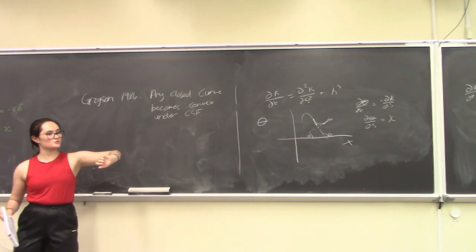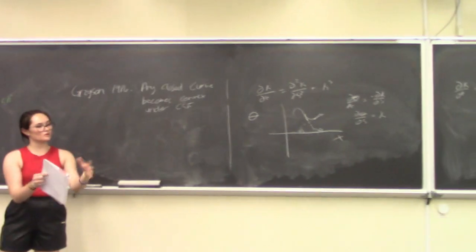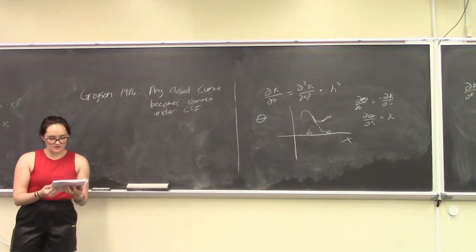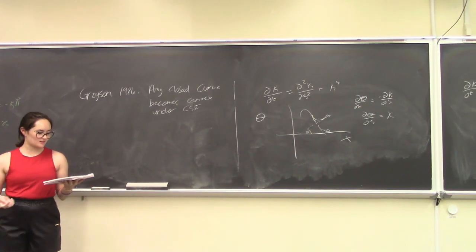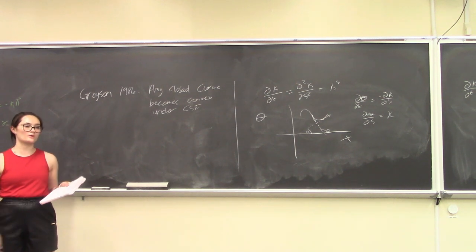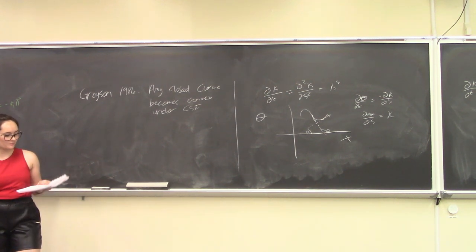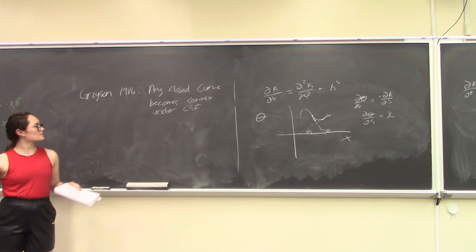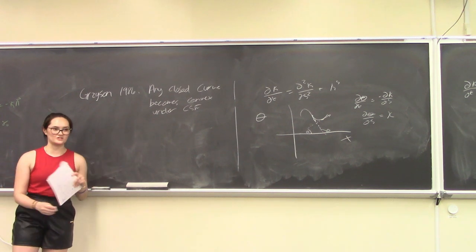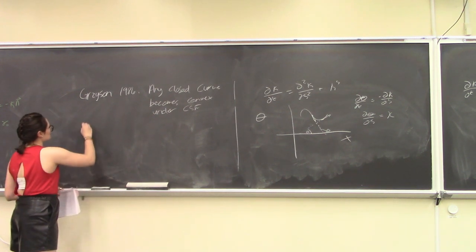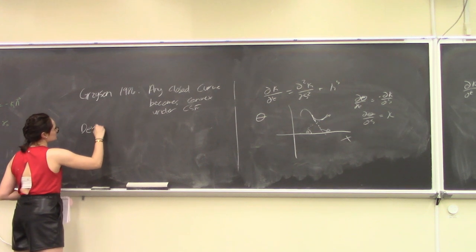Gage and Hamilton proved that if you have a convex curve, it will become a singular point. You have that any closed embedded curve shrinks to a single round point under the curve shortening flow. So this is kind of our segue point into what an ancient solution is.